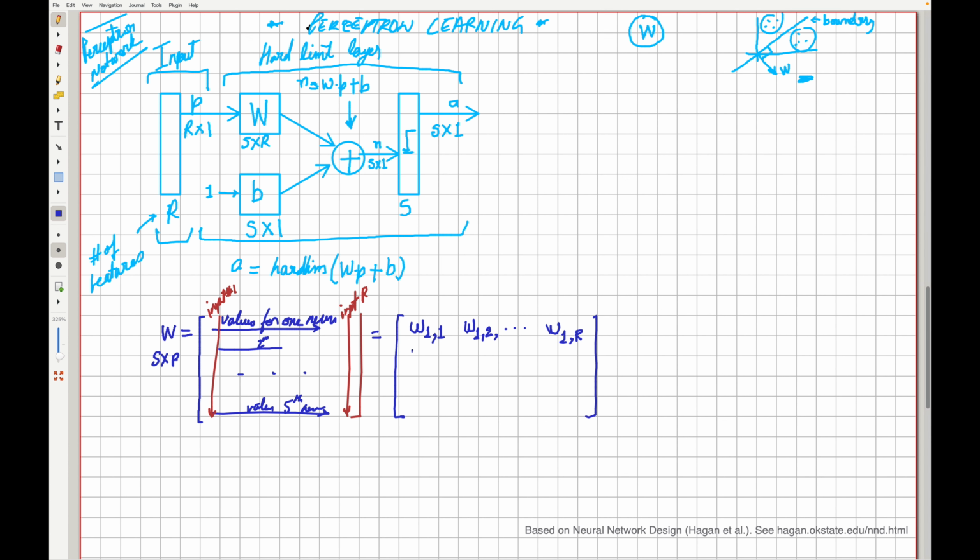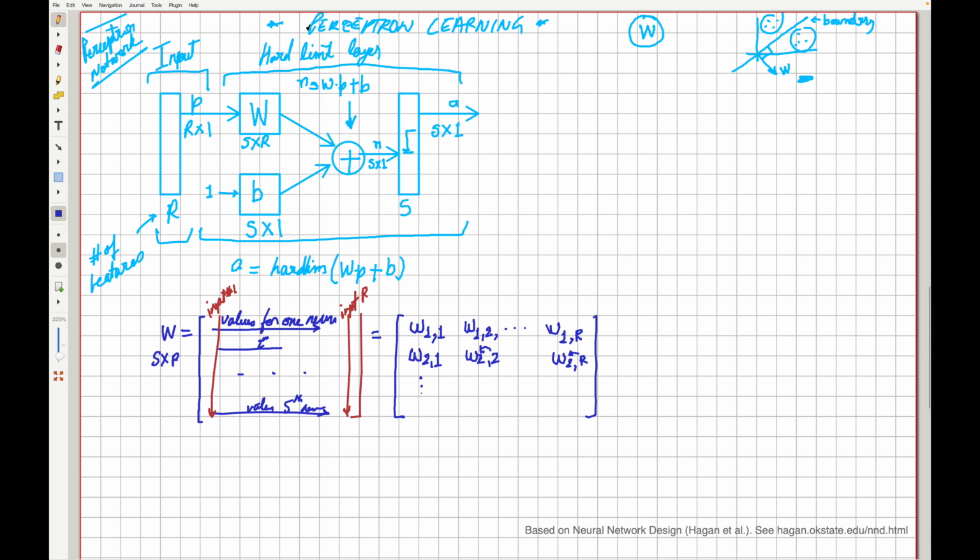Likewise, in the second row, we are going to talk about neuron 2. So this is going to be 2 comma, and then for each of these W's we would again have the input connected. So this is going to be input 1 that goes to neuron 2. This is input 2 that goes to neuron 2. Then this is going to be the input R that goes to neuron 2. So weights for all of those connections.